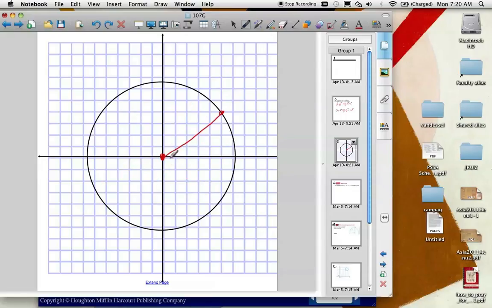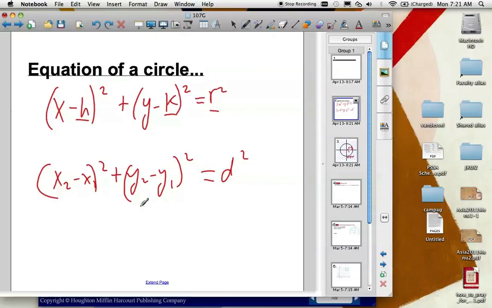Well, this distance is x, this distance is y, and this is r. So you get x squared plus y squared equals r squared. So again, this looks very similar to the Pythagorean theorem because it is.